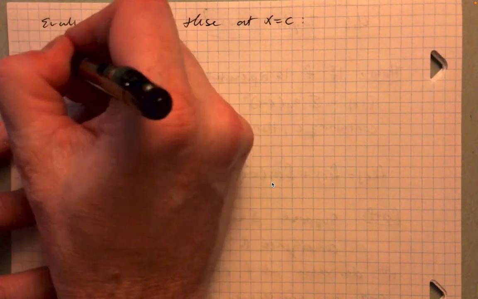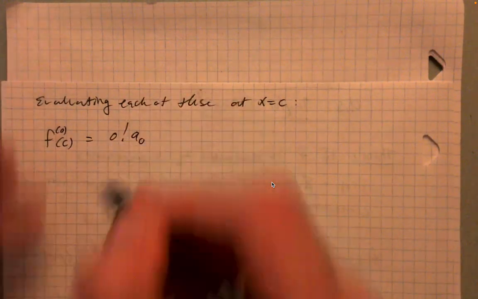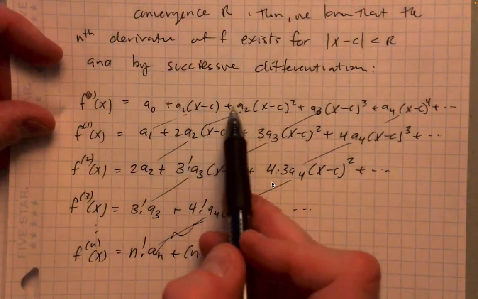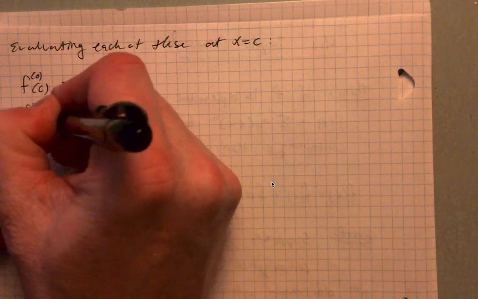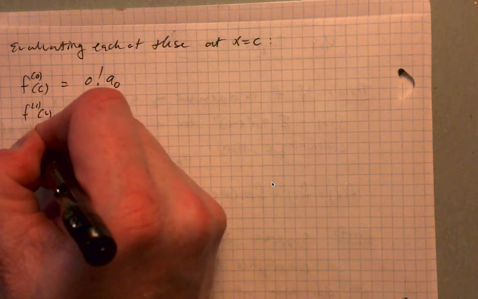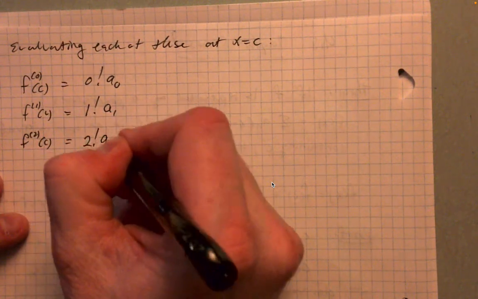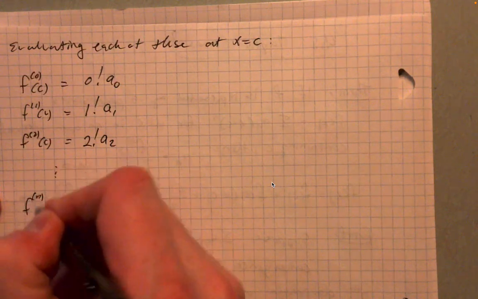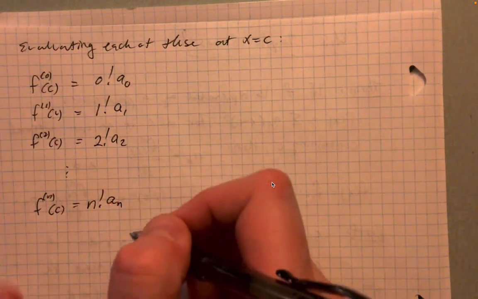What happens? Well, the function itself evaluated at c gets us 0 factorial times a0, sorry. All of these terms would be 0. You get a 0 here, you get a 0 here, and what you're left with is that. So the first derivative evaluated at c gets us 1 factorial times a1. The second derivative evaluated at c leads us to 2 factorial times a2, and so on, so that the nth derivative evaluated at c will be n factorial times a of n.